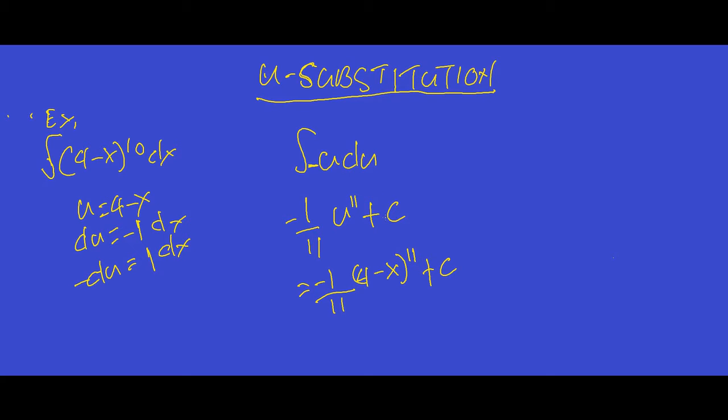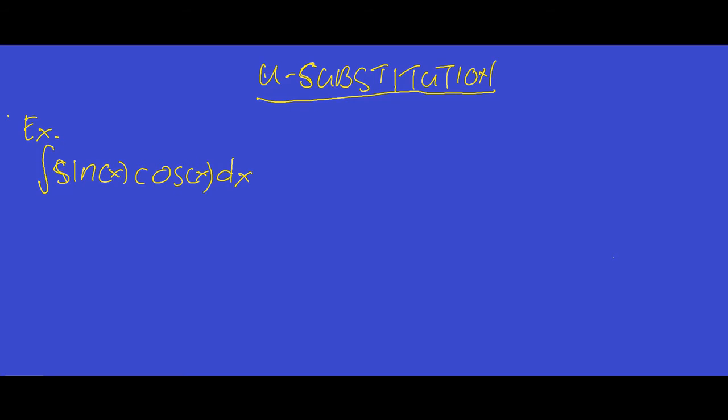Then, pilit ko yung 4 minus x raised to the power. Tapos, naging 11 na lang siya. So, negative 1 over 11, 4 minus x raised to the power of 11 plus c. Yun yung sagot niya.